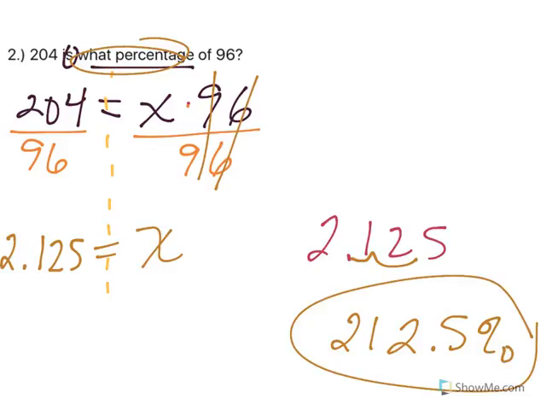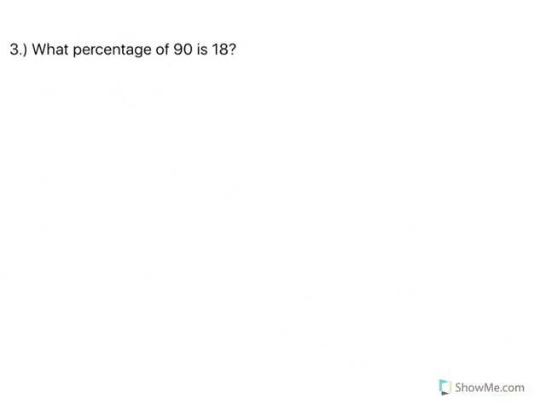And the answer is 212.5%. So recall that with proportions, you don't have to do any changing between percents and decimals. It is what it is. But with equations, you have to actually change between percents and decimals.